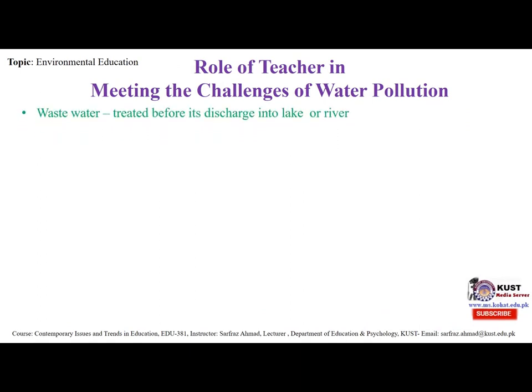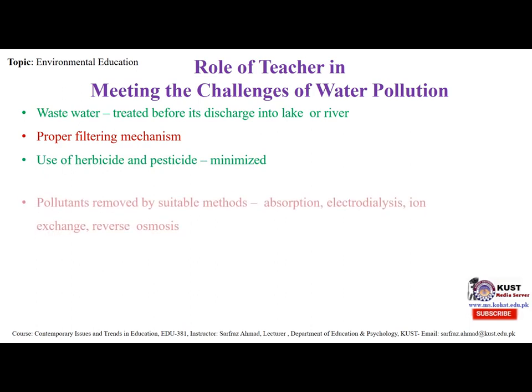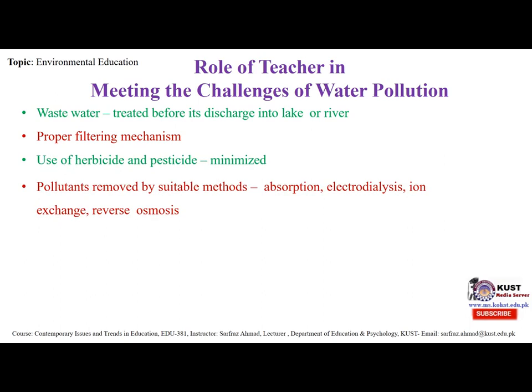Then, what is the role of the teacher in meeting the challenges of water pollution? Wastewater should be treated before it is discharged into a lake or river, and a proper filtration mechanism should be there. Use of herbicides and pesticides should be minimized. Pollutants removed by suitable methods like absorption, electrodialysis, ion exchange, reverse osmosis.